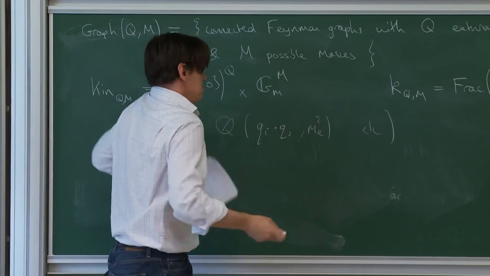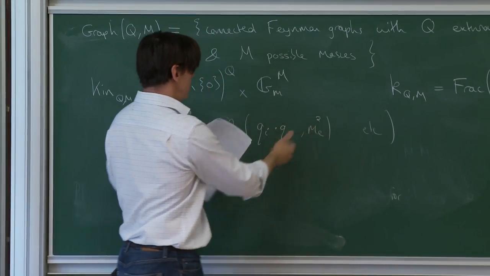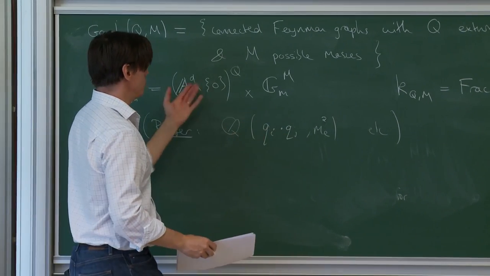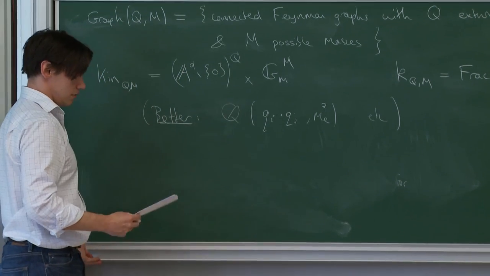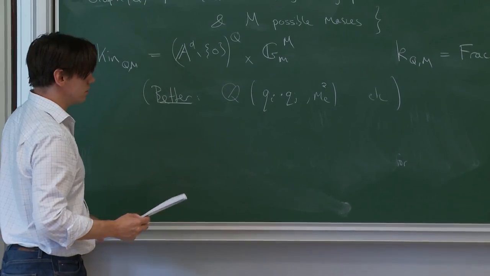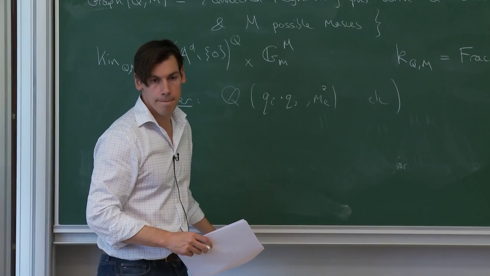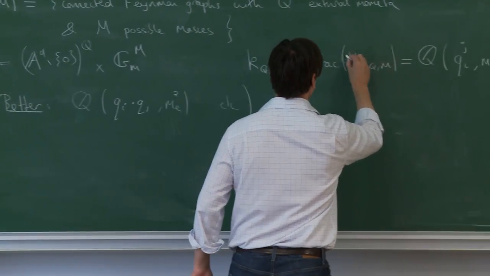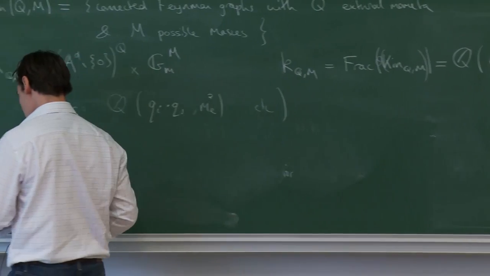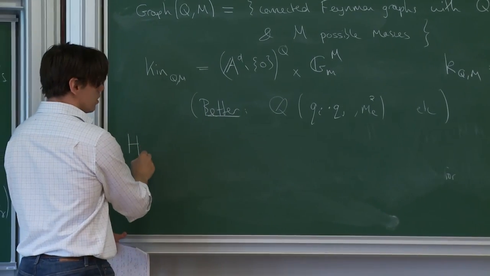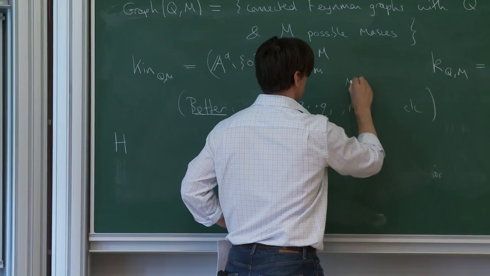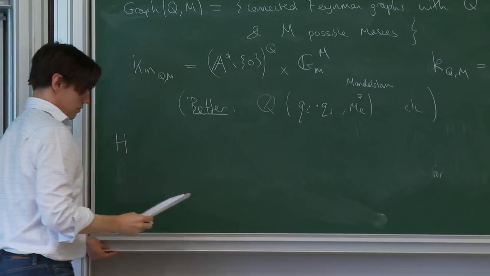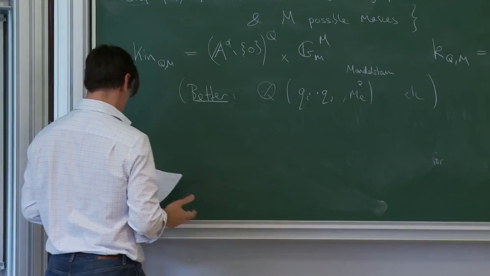Because the amplitude only depends on some subset of the full data of masses and momenta. So we can do better, but physicists know this extremely well. There's no need to go into details. So these are called Mandelstam variables. But we can just work with this for now.